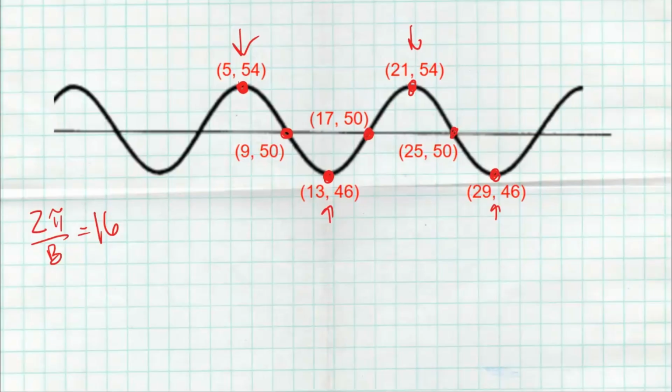So now we could solve for b. So the first thing I'm going to do is multiply the b to the other side. Then I'm going to divide both sides by 16, and we get pi over 8. So we can immediately get rid of that one choice that had a b value of pi over 4. We know the period is 16, which produces a b value of pi over 8. Now we have to figure out the c value. And this is where it gets a little bit tricky.